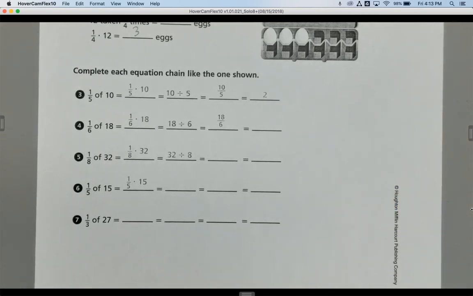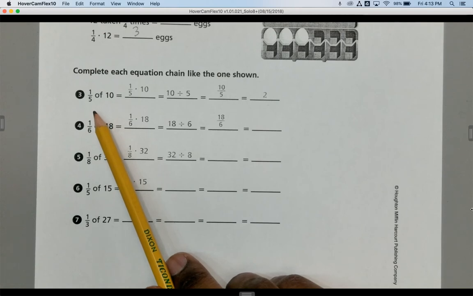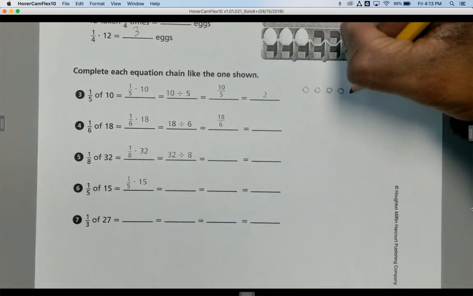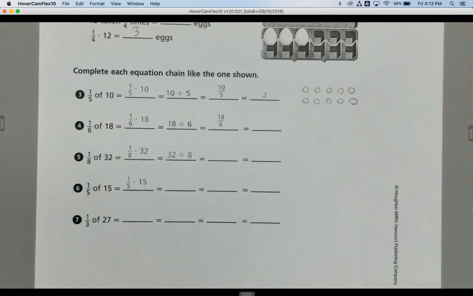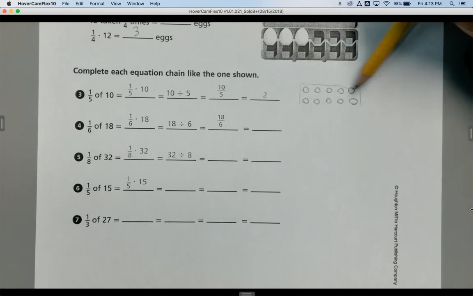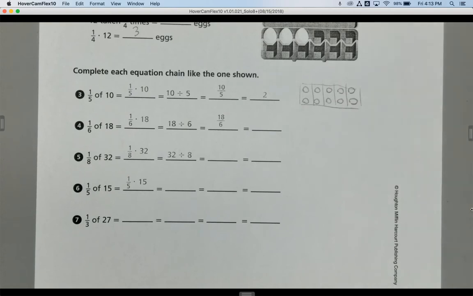Complete each equation chain like the one shown. So number 3 has been done for us. If we were to make a visual model of 10, I could do it like this. What's 1/5 of 10? Well, imagine that I was to divide this into 5 equal parts. 1/5 of 10 could be shown like that.